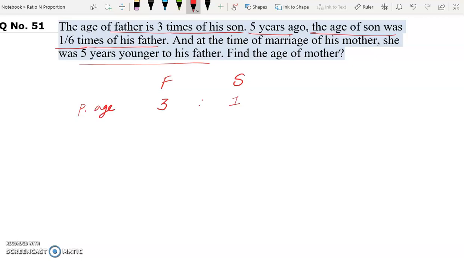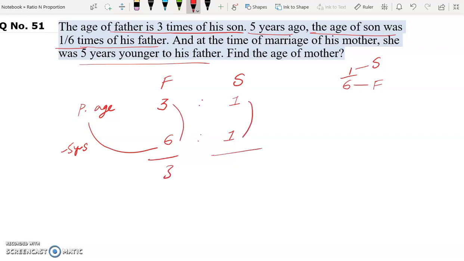5 years ago, the age of son was 1/6 times of his father. 1/6 means if son is 1 part, father will be 6 parts. So father will be 6 and son will be 1. So 6:1 ratio. And this is 5 years ago. So 5 years ago means minus 5 years from the present age. Now if we look at the difference of these two, 6 minus 3 will give us 3. And 1 minus 1 is 0. So we can't go ahead. We will have to make this and this equal.